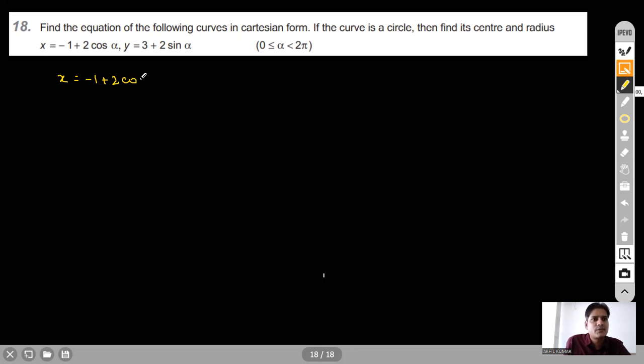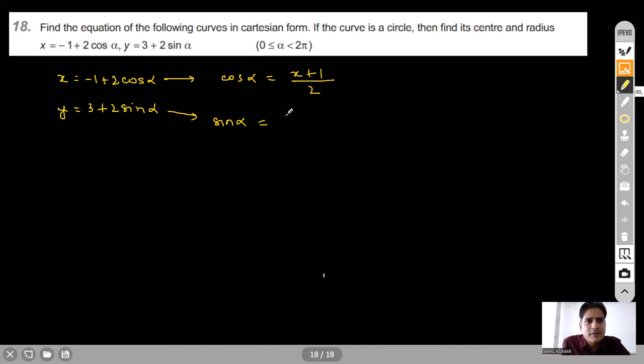So x is given as minus 1 plus 2 cos alpha. Okay, and y is given as 3 plus 2 sine alpha. These two values are given. So from here we can say cos alpha is equals to x plus 1 upon 2, right? And from here we can say sine alpha is equals to y minus 3 upon 2. Okay, let us assume this is equation 1, this is equation 2.